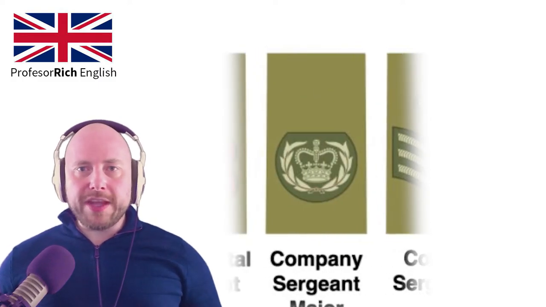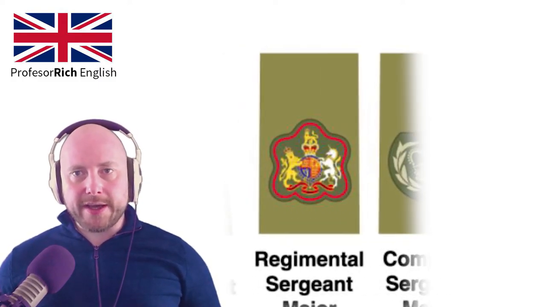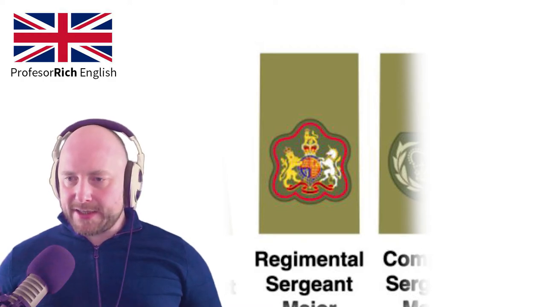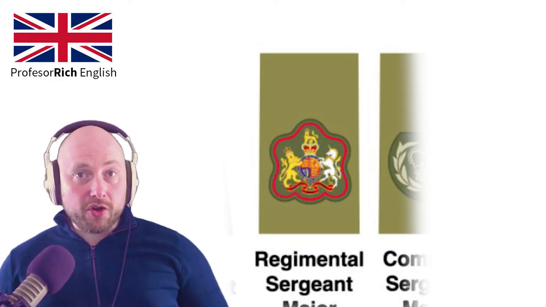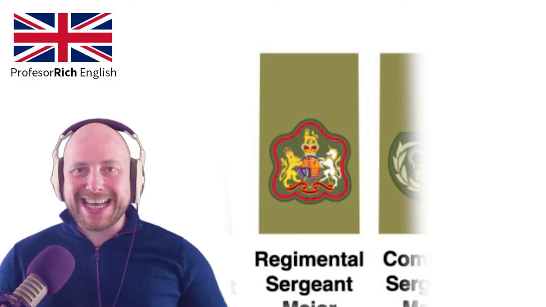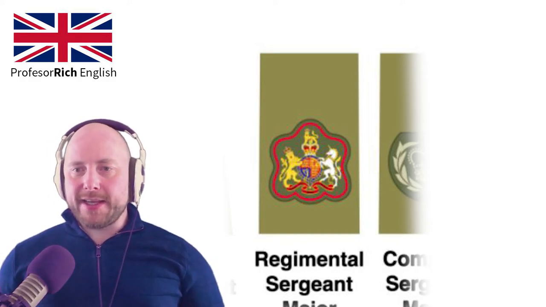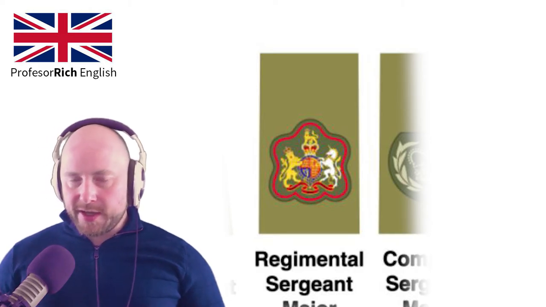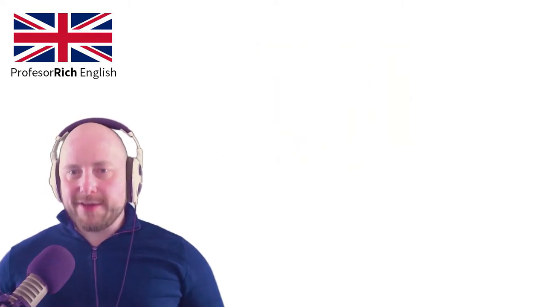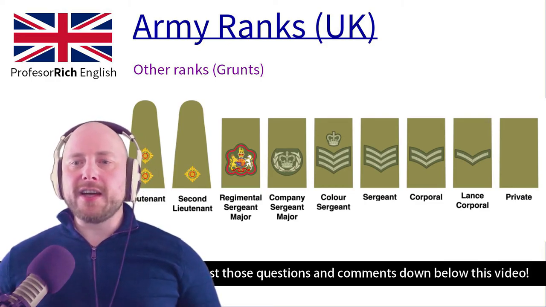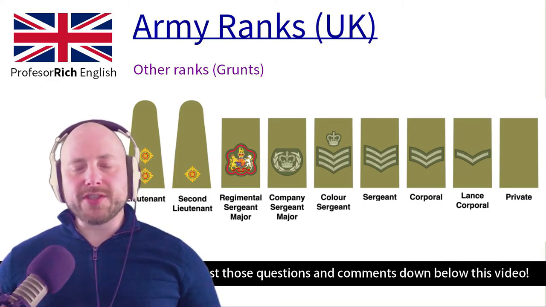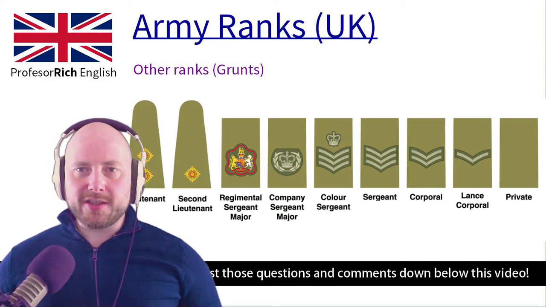So these are what we call the other ranks. These are not the officers technically. These are the other ranks, the kind of lower ranks. Some people might call them the grunts. Grunts is a slang term, which basically means a non-officer member of the army. All right, so they're the grunts. Private, lance corporal, corporal, sergeant, and a special sergeant, which might be a sergeant at arms or a staff sergeant.